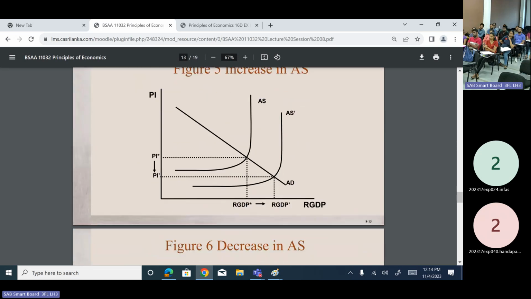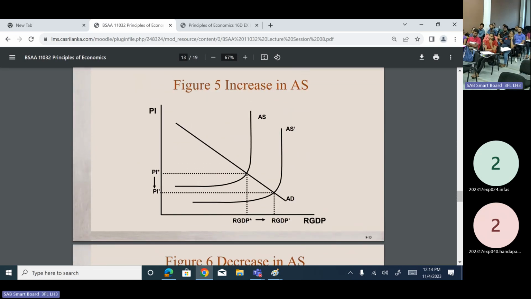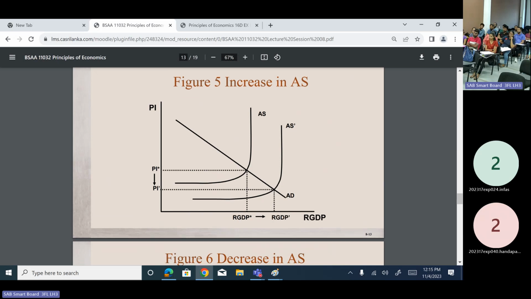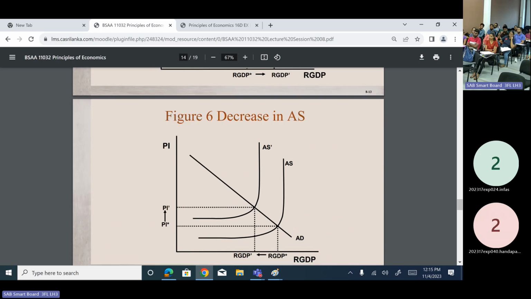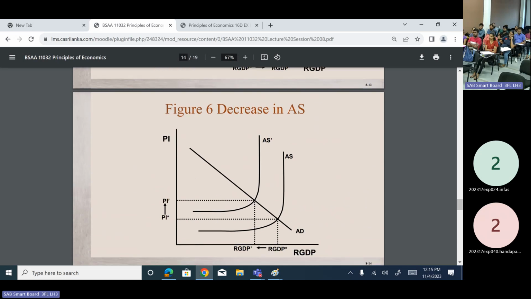Now we discussed how the AD curve increased and decreased. What will happen when the AS curve increases or decreases? If the AS curve shifts to the right, what happens? Our GDP increases, the price level decreases. This you need to know. Go home and draw the diagrams. If the AS curve decreases, our GDP decreases, and the price level in the economy increases. It's the same thing as the demand and supply of a product we did. So do a comparison in your mind for a product versus the entire economy.